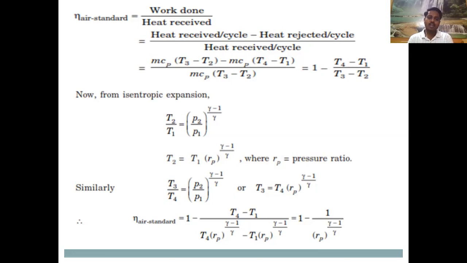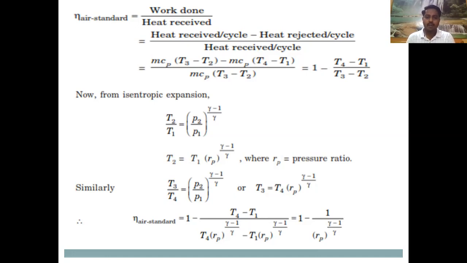Similarly, for our turbine, T3 upon T4 is equal to P2 upon P1 raised to gamma minus 1 upon gamma. Now we know that P2 is equal to P3 because for the heat exchanger our pressure remains constant. That is our isobaric process. That's why P2 upon P1 raised to gamma minus 1 upon gamma is equal to T3 upon T4. From that, you get the equation T3 is equal to T4 Rp raised to gamma minus 1 upon gamma.